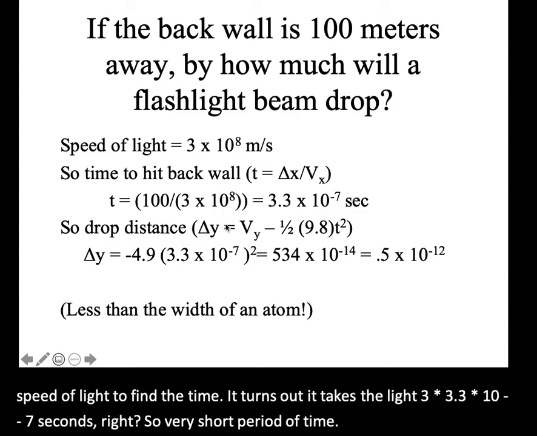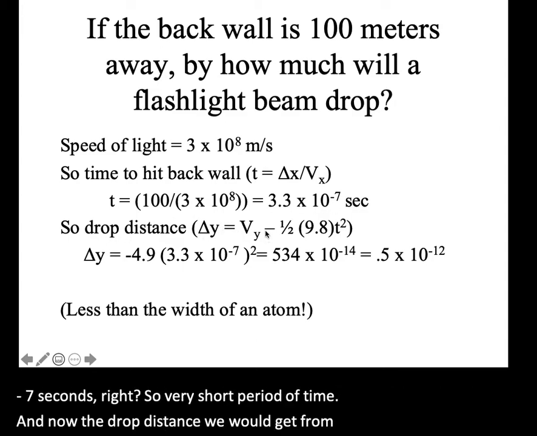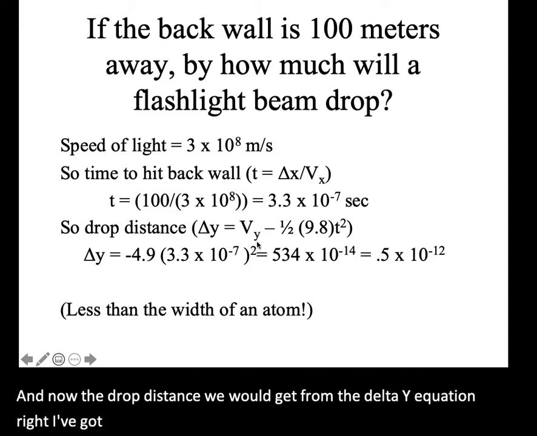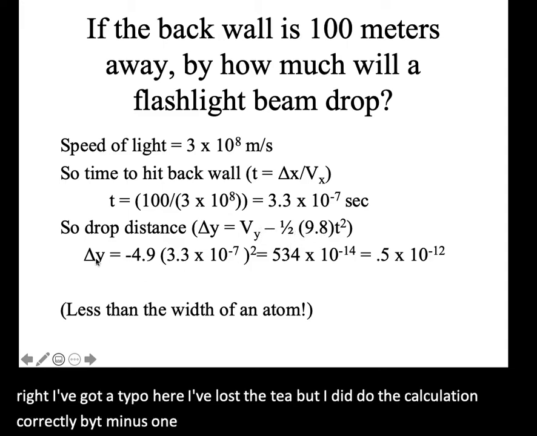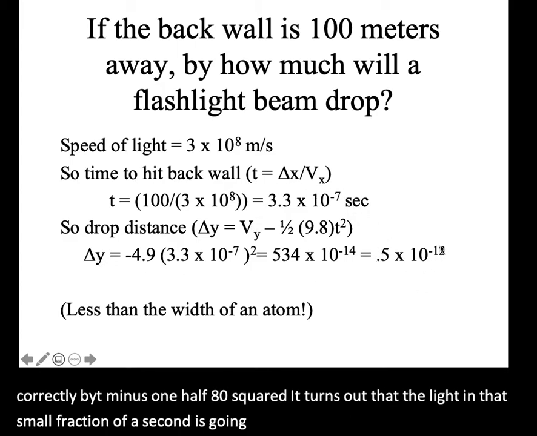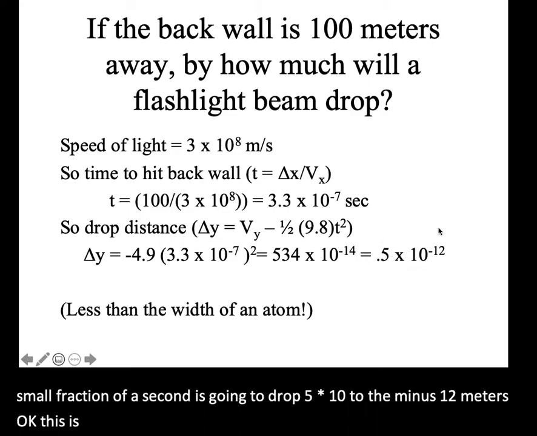And now the drop distance we would get from the delta y equation, right? I've got a typo here. I've lost the t, but I did do the calculation correctly. Vyt minus 1/2 at squared. It turns out that the light in that small fraction of a second is going to drop 0.5 times 10 to the minus 12th meters. Okay, this is why no one has ever noticed the free fall of light.